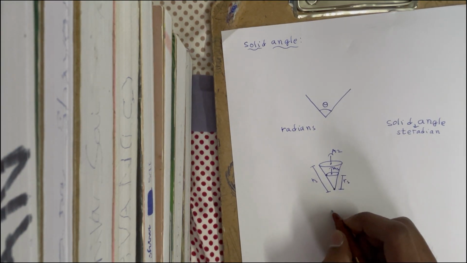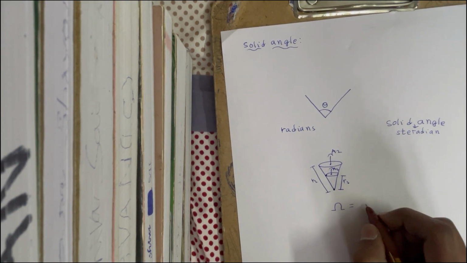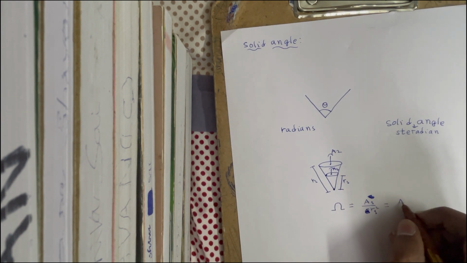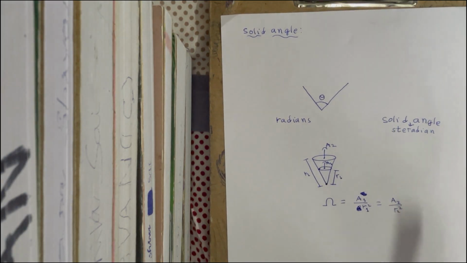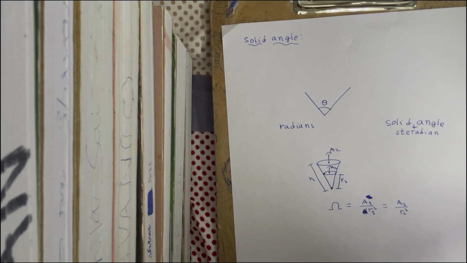So then solid angle equals A1 by R1 square, which equals A2 by R2 square. This is the solid angle. Now we are going to discuss the relation between the half angle of a cone and the solid angle at its vertex.